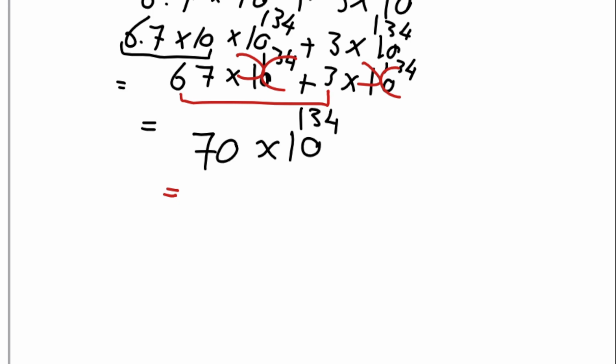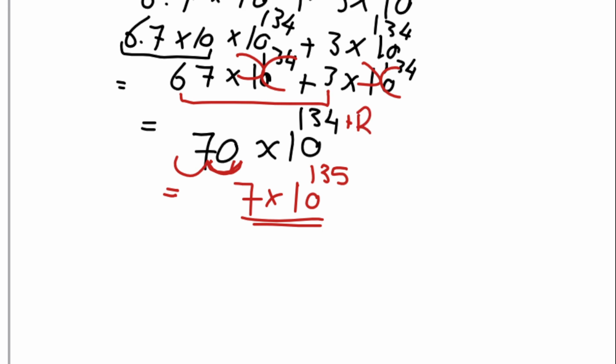To write it in standard form, we'll just go back one step. So instead of 70, it will be 7 times 10 to the power of... Since you went back, you add 1 here. It's going to be 135, and that's your answer. If you go back 2 steps, you add 2 here, and so on. Did you get it? That's your answer.